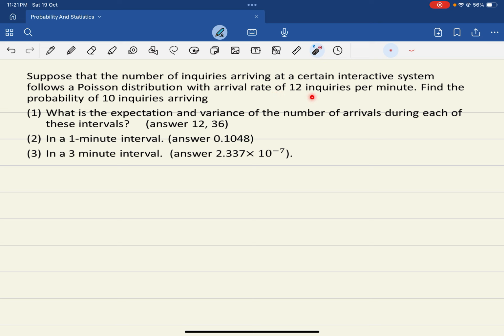Whenever arrival rate is mentioned, what does it mean? It's nothing but the average. When I say average, what does it mean? It is the mean. When I say mean, what does it mean? In the Poisson distribution, it is lambda. So these are all we have to understand.